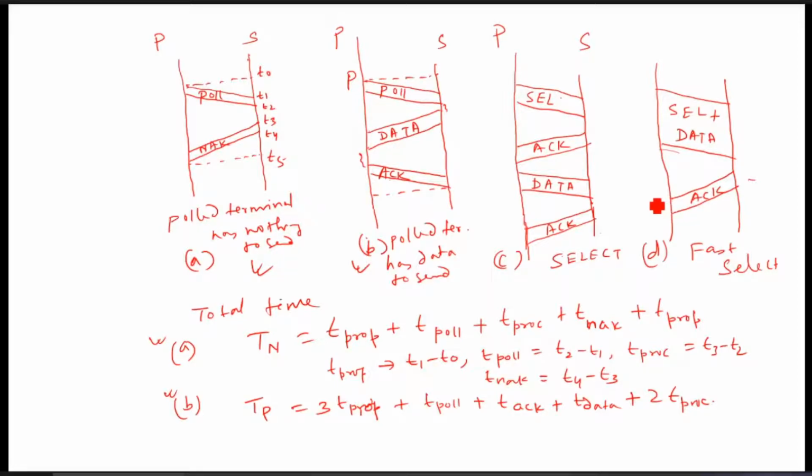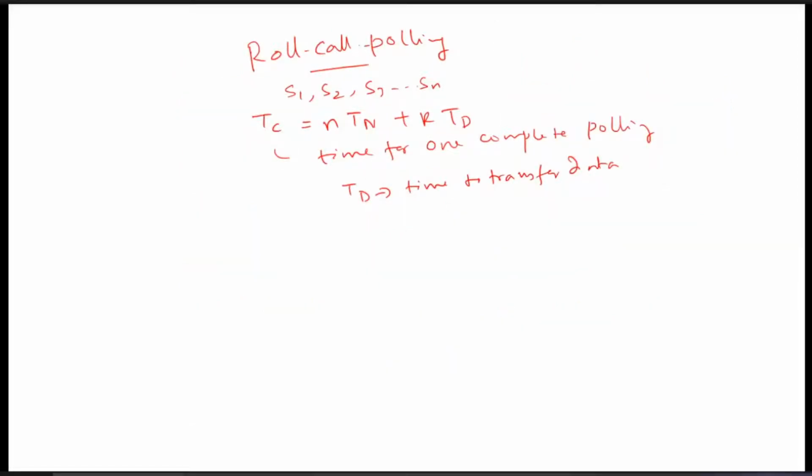Another line discipline apart from poll and select is contention. In this mode, actually there will be no primary. Rather, there will be peer stations. We'll see in the HDLC protocol, those things will be clear. There will be peer stations only, no primary or secondary, and any station can transmit if the line is free. Otherwise, it has to wait.